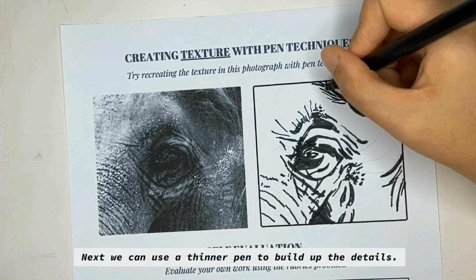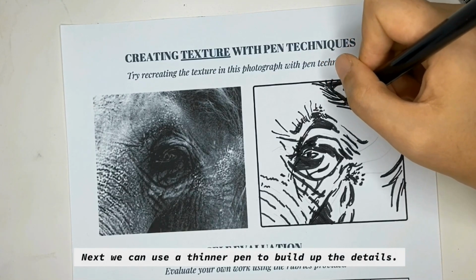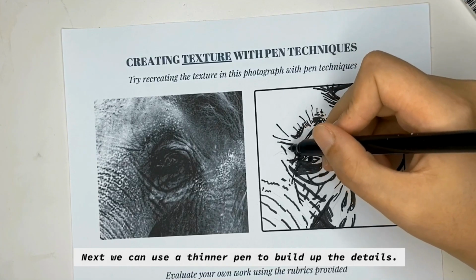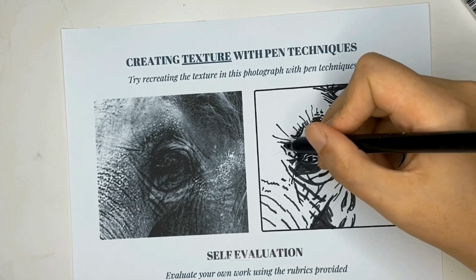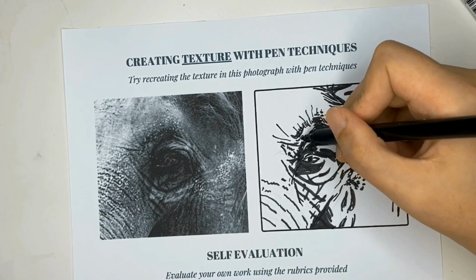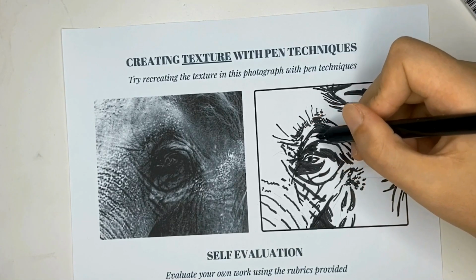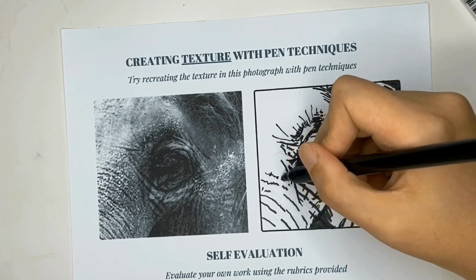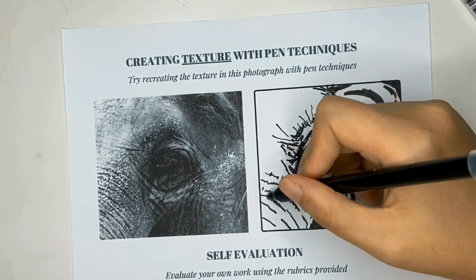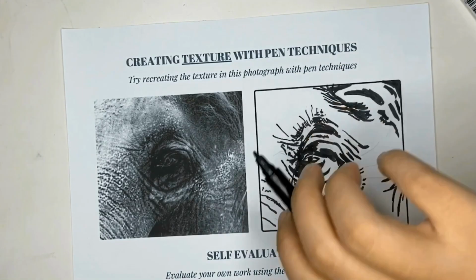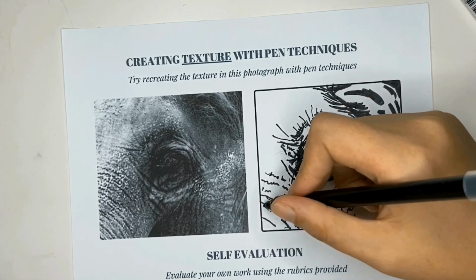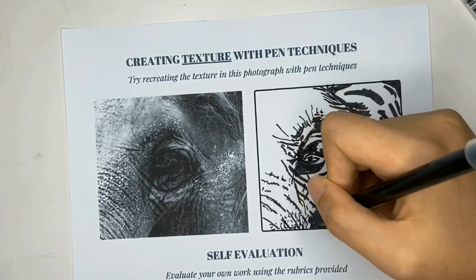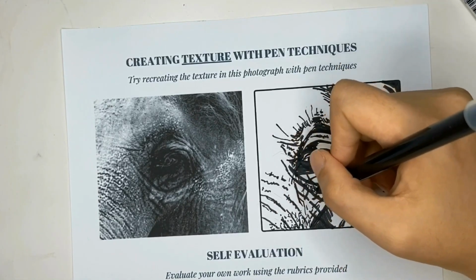Next, we'll be using a thinner pen or marker to build on the details. Here the lines are even more loose, so you need to relax your whole hand so your hand can move freely and we can create more loose lines like this.